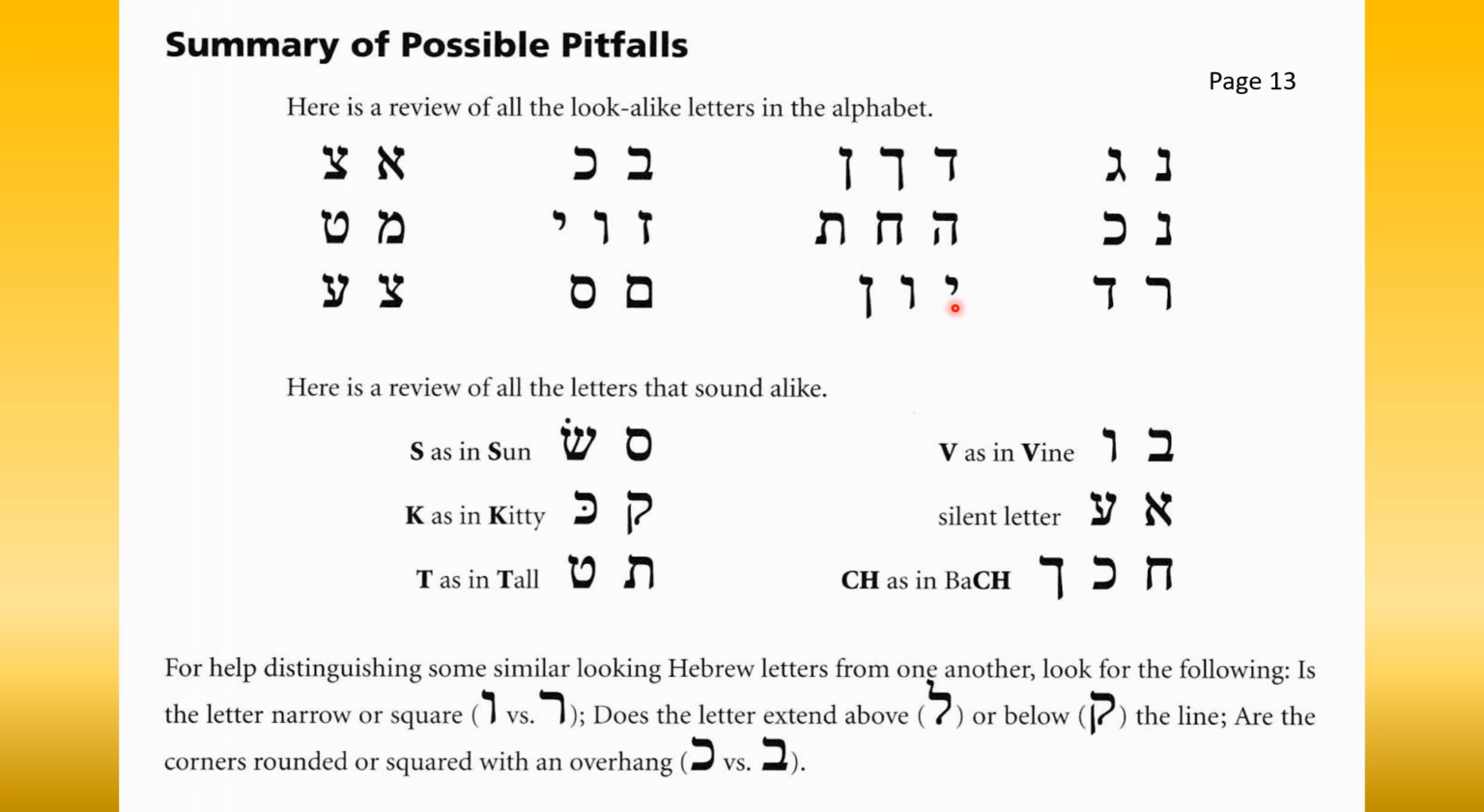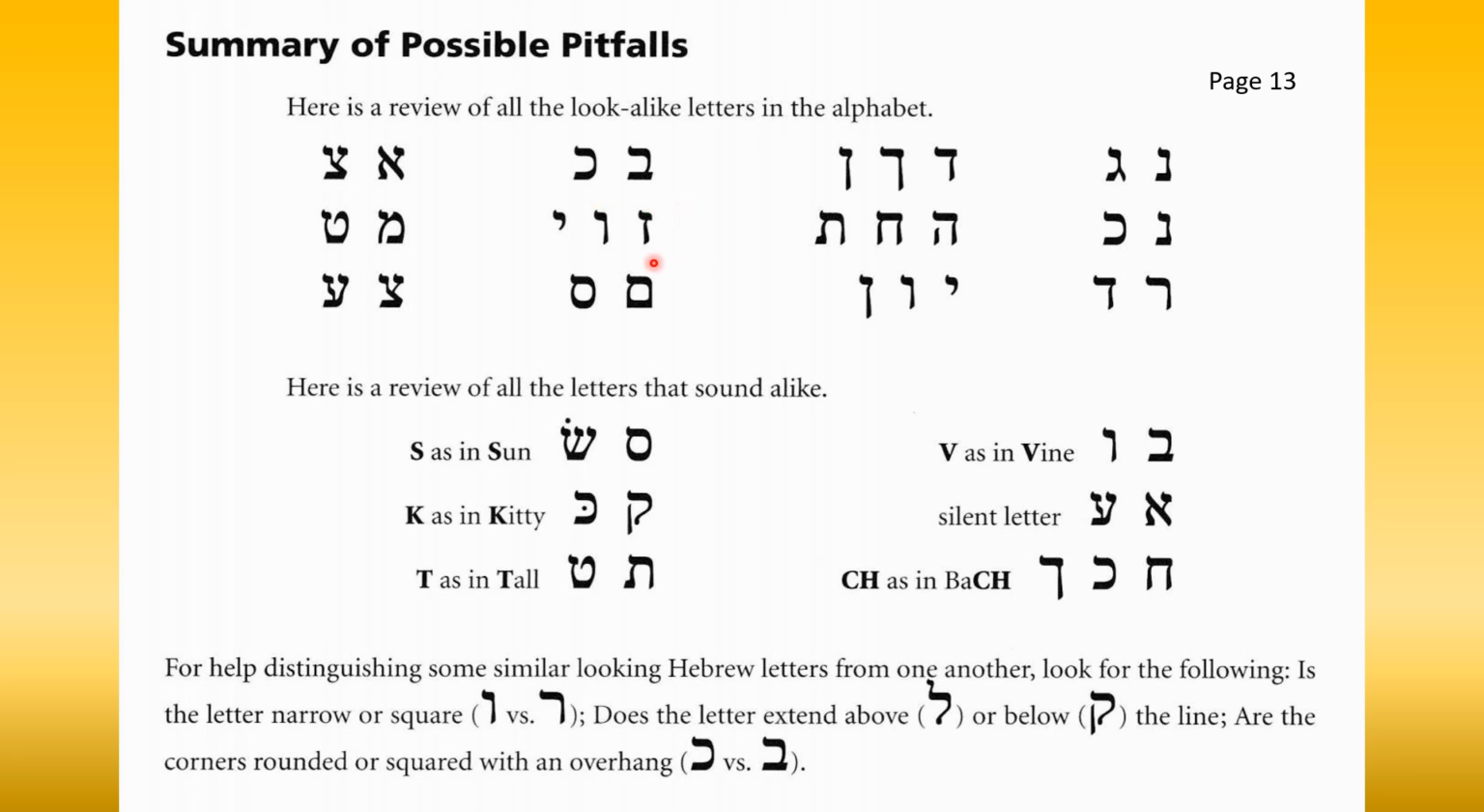Again, the yud is the smallest of the letters, so that's your major clue there. The vav does not go below the line. The nun does. Bet and chaf very much look alike, but the bet has a base, a solid base to it.